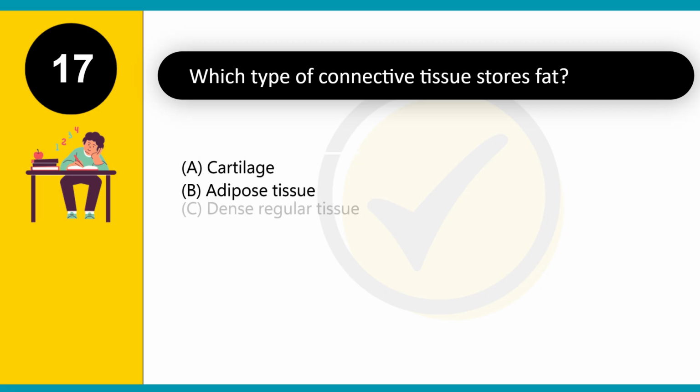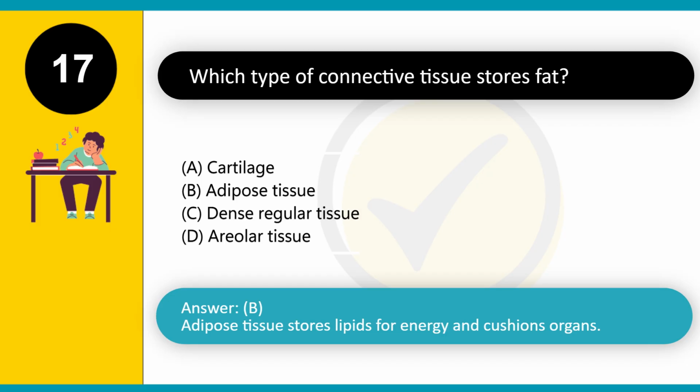Which type of connective tissue stores fat? A. Cartilage. B. Adipose tissue. C. Dense regular tissue. D. Areolar tissue. Answer, B. Adipose tissue stores lipids for energy and cushions organs.